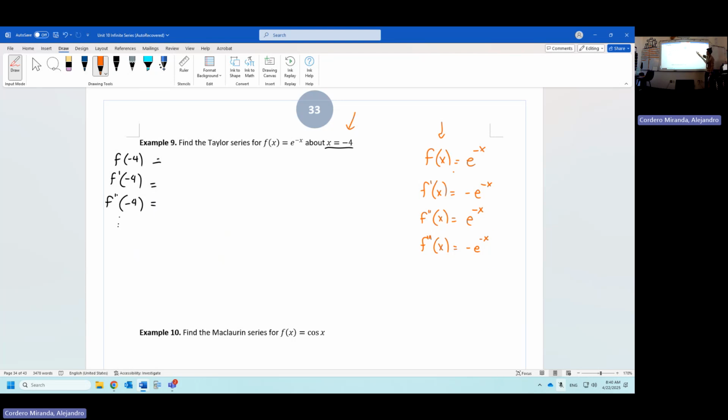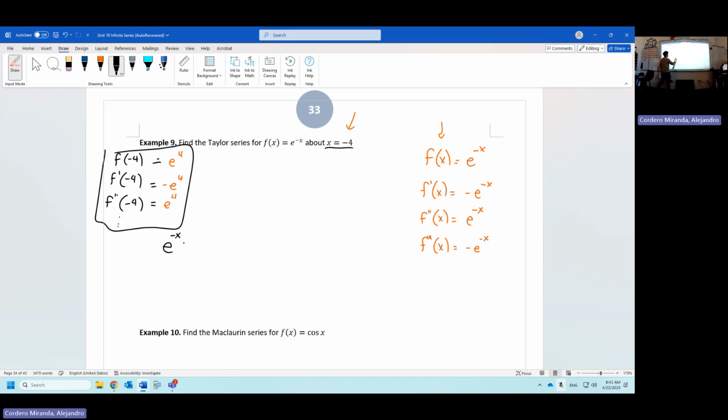So plugging in -4 into these will give you e to the 4, then negative e to the 4, then positive e to the 4, and so on and so on, meaning don't make the 4 a loop. All right, cool. And now you know what the function, the first derivative, and the second derivative should be. So these will be the coefficients of your polynomial.